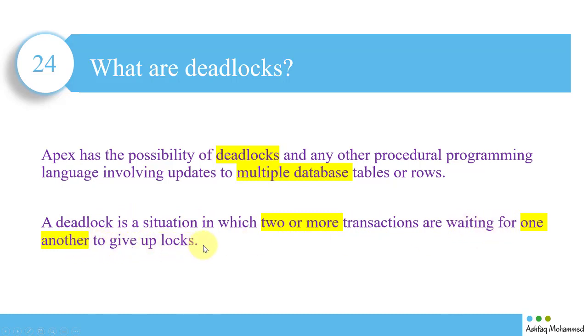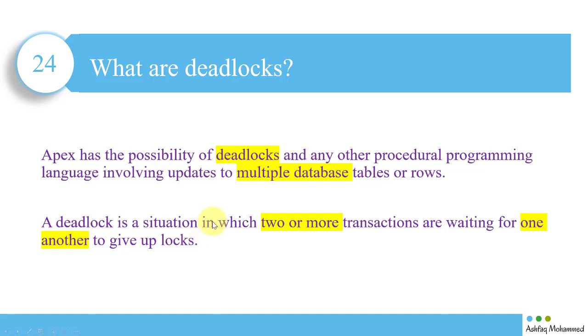So, maybe an Apex class is waiting for something which is done by a flow or a process builder, and the process builder is waiting for something which needs the Apex class. So in turn, both of them are waiting, right? And that is nothing but a deadlock, right?